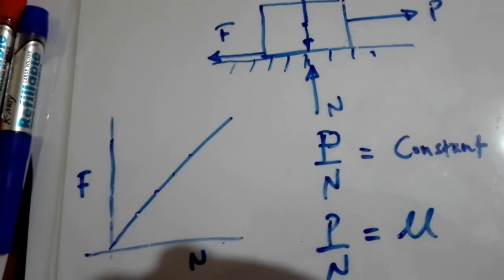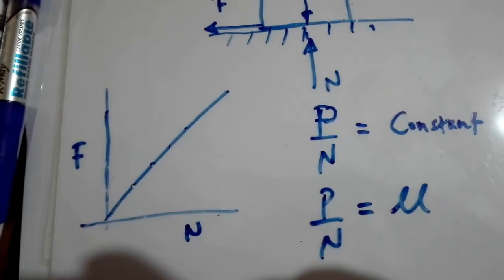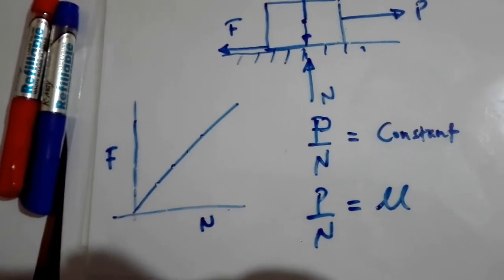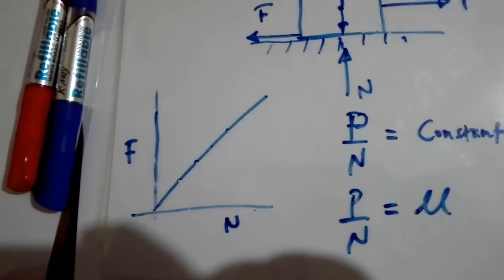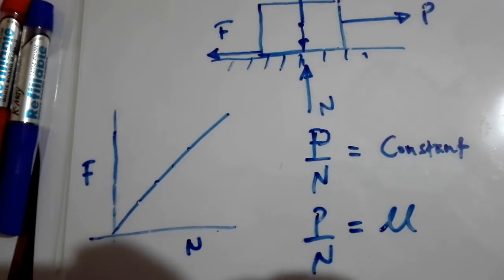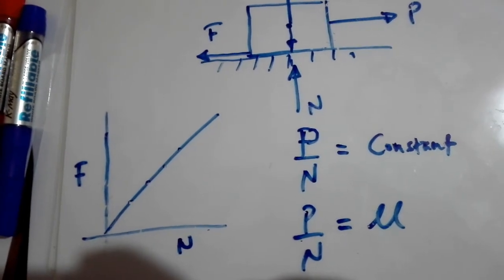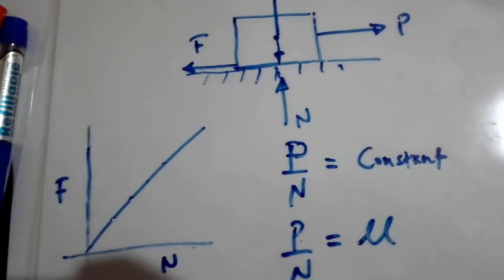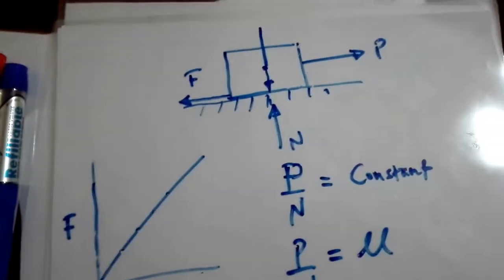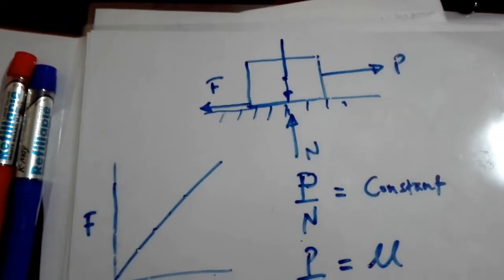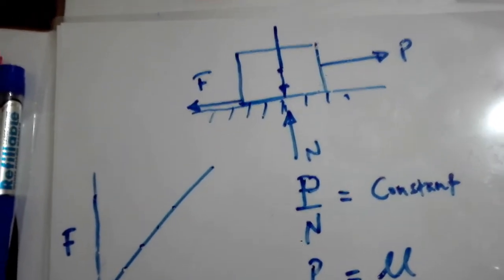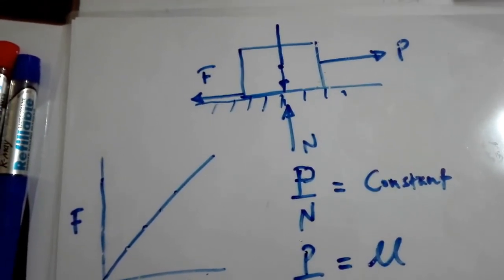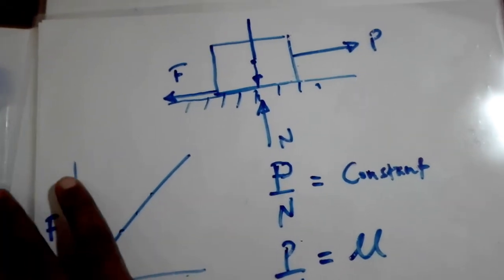So the coefficient of friction is a measure of the amount of friction existing between two surfaces. A low value of coefficient of friction indicates that the force required for sliding to occur is less than the force required when the coefficient of friction is high. The maximum coefficient of friction is 1. So the closer you are to 1, the more force you require to move an object, and the closer you are to 0, the less force you require to move an object.